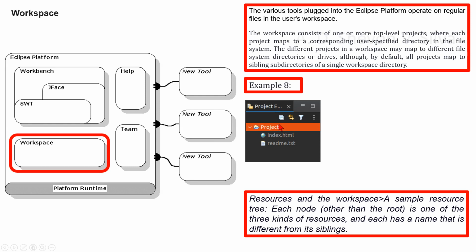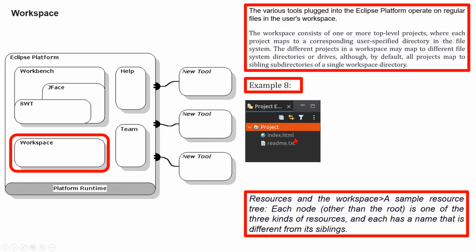The projects are immediate children of the workspace root. Each node other than the root is one of the three kinds of resources, and each has a name that is different from its siblings. Resource names are arbitrary strings, although they must be legal file names. The platform itself does not dictate resource names, nor does it specify any names with special significance. One exception is that you cannot name a project .metadata, since this name is used internally.